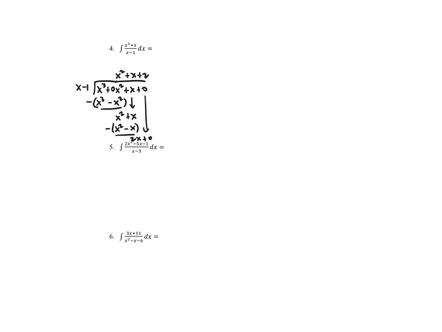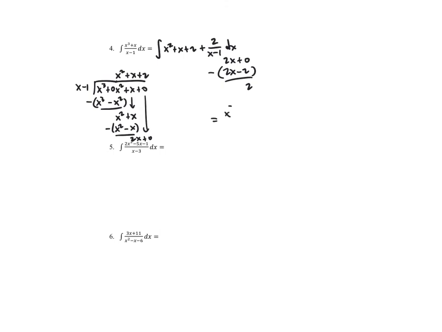let's clean this up. So I'd have 2x plus 0, and imagine I multiply through. That would be a 2x and a minus 2. So I'm going to subtract. Let's see, what we get left over is a 2. Therefore, this integral here would be equal to the integral of x squared plus x plus 2 plus 2 over (x minus 1) dx. Okay, so I'm able to integrate this.